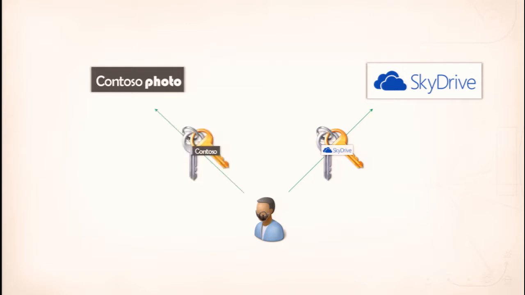Contoso Photo has all of my photos that I uploaded. It's got my credit card information. It's got my home address. It keeps track of my orders. So it also gives me a username and password. It has a different way for me to prove that I can get this access to Contoso.